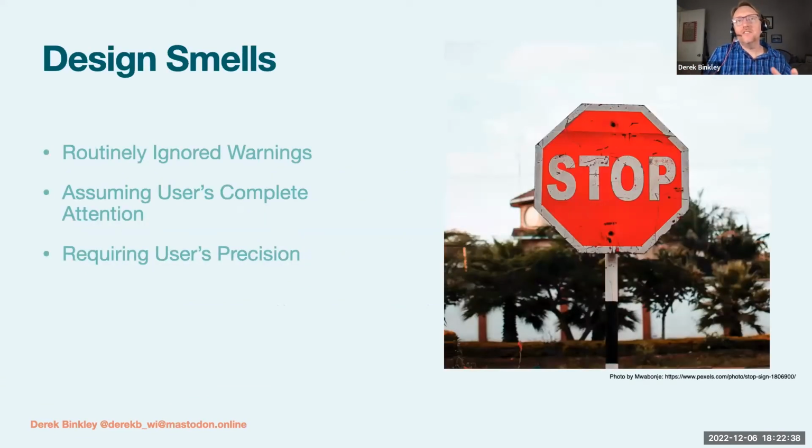So with this system, some of the smells that I identified were routinely ignoring the warnings. That is just so not good, because like I said, the users have learned that they just override stuff. So what's the point of the warnings? Another thing is, you assumed their complete attention, because it had to be very precise, requiring them to be precise. Both of those things are not things that you necessarily can assume.